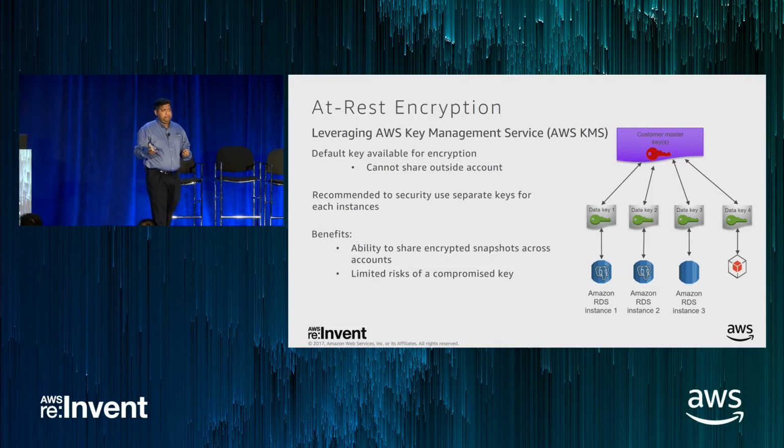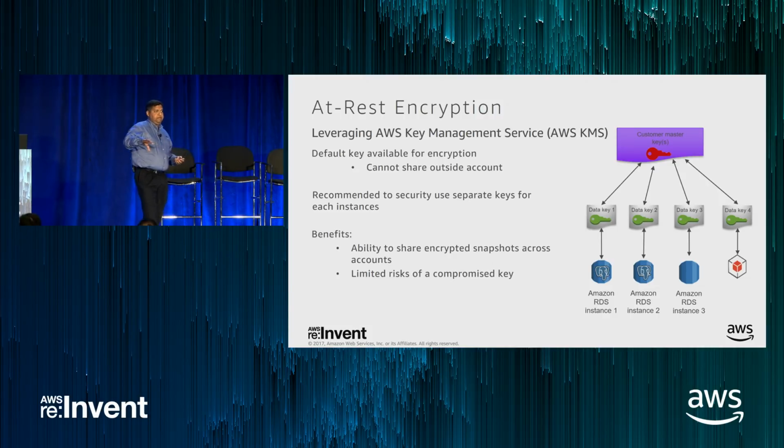Now, one thing to keep in mind is if you have already deployed an instance, you cannot really convert it to an encrypted instance as it is. So the way for you to convert an unencrypted database instance is to take a snapshot, copy that snapshot to an encrypted snapshot, and then restore it back. When you restore an encrypted snapshot, the database instance is always encrypted.